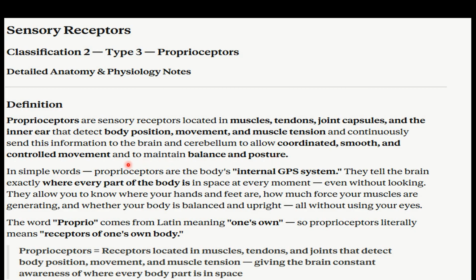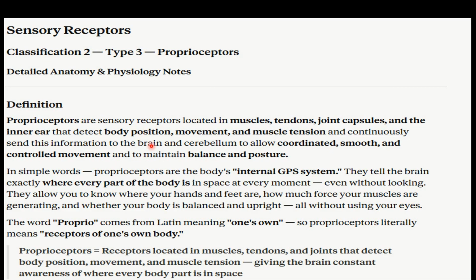In simple words, you can say that proprioceptors are the body's internal GPS system, which helps us identify where a body part resides in space. Just like GPS tells us the location, this internal GPS system helps us identify where every body part is in space right now, even without looking at it. They allow you to know where your hands and feet are, how much force your muscles are generating, and whether your body is balanced and upright, all without using your eyes.